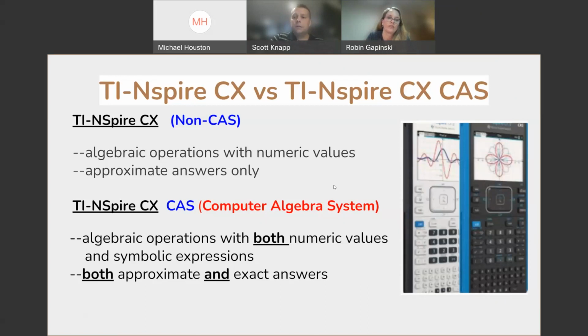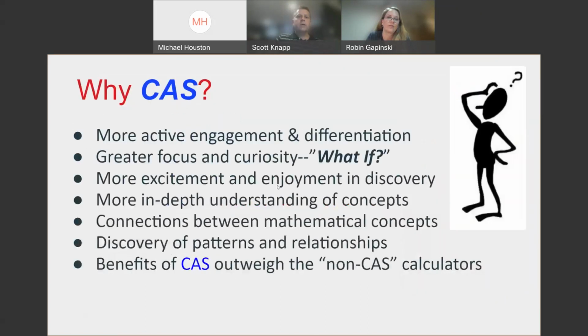Next slide here. So why do we CAS? I think there's a lot of reasons why, and I'm not going to read through each of these individually, but we hope that you can leave here tonight thinking about why this is something I could intentionally use in my classroom to help students understand math. We've experienced, number 3 here on the list, more excitement and enjoyment in the discovery of math. And we've seen a lot of that with our students. I like the second to last bullet as well, the discovery of patterns and relationships.